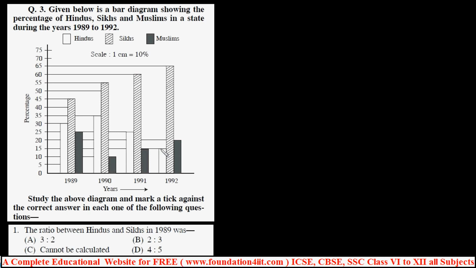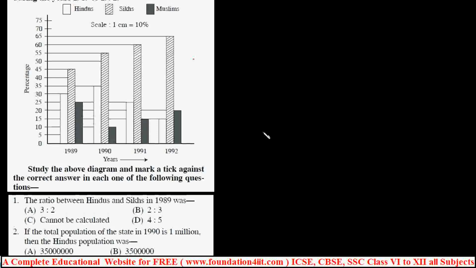So we can answer the following. Let us see how to solve. First, you need to understand the question clearly. First one: the ratio between Hindus and Sikhs in 1989. This is a straight question. In 1989, Hindus are this white one, no? They mentioned 30 and Sikh is 45.